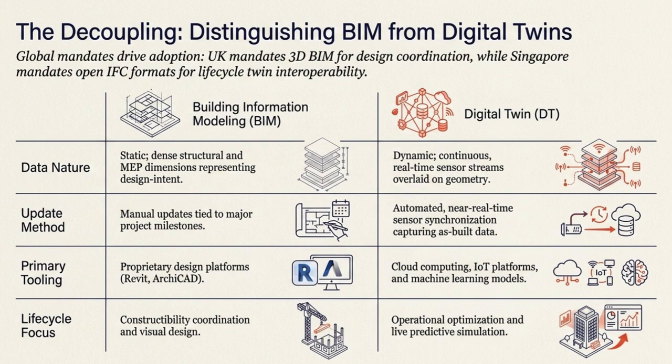Here's a key distinction to remember. BIM and digital twins are not the same thing. BIM, or Building Information Modeling, is mostly static and design-focused. It helps coordinate geometry, structure, and construction intent. A digital twin is dynamic. It uses live sensor streams, cloud tools, IoT platforms, and machine learning. Why does this matter? Because BIM helps us design and build, while digital twins help us operate, predict, and optimize over the building's life.